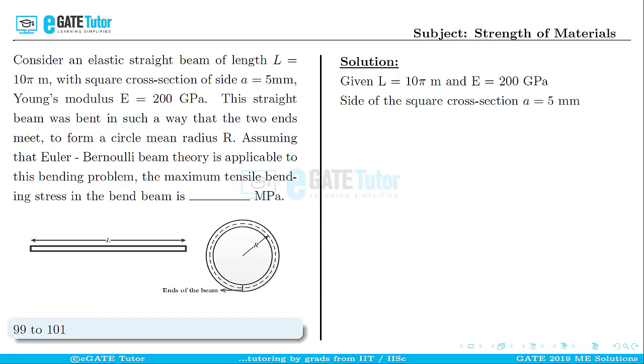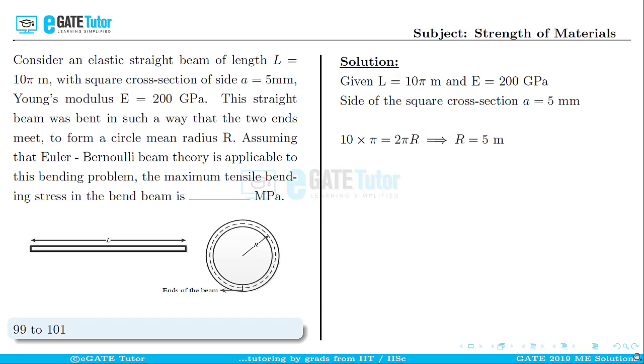Since we know that the length after bending it into the form of a circle, the circumference of the circle should be equal to the length of the beam. Therefore, the length is 10 pi, which should be equal to 2 into pi into r, which is the circumference of the circle. From this, we get the radius of the circle as 5 meters.